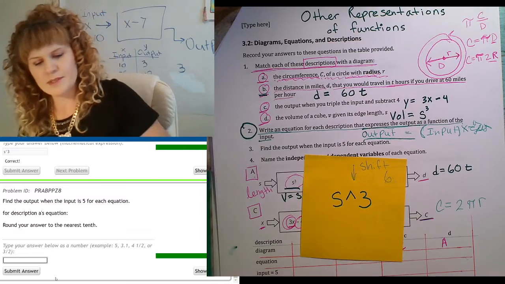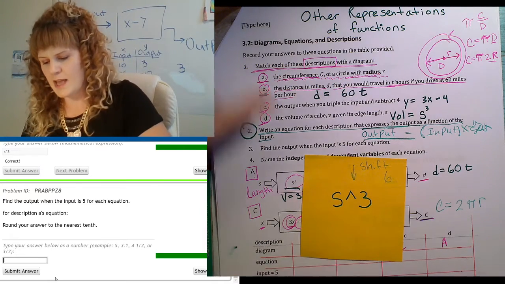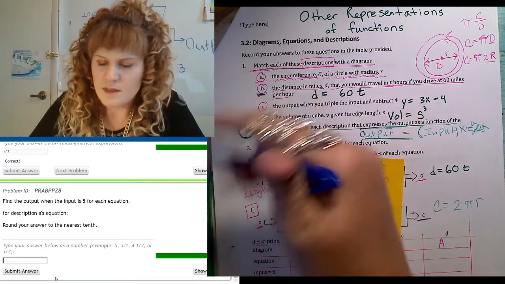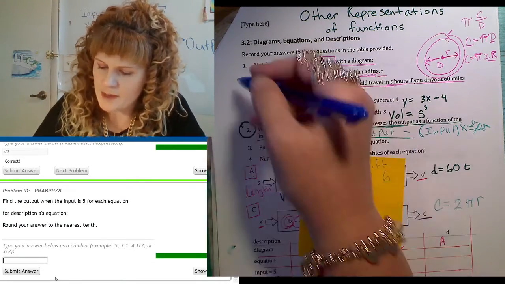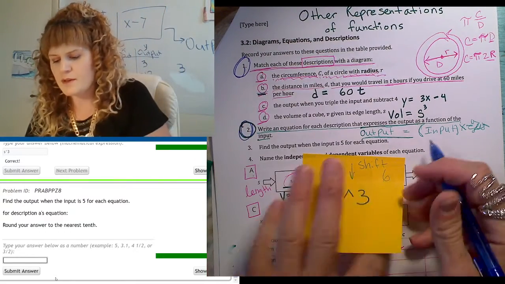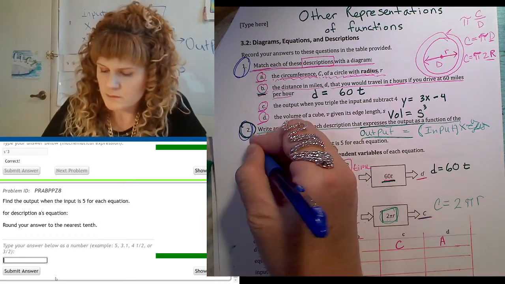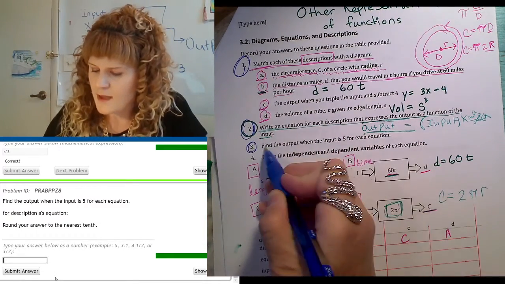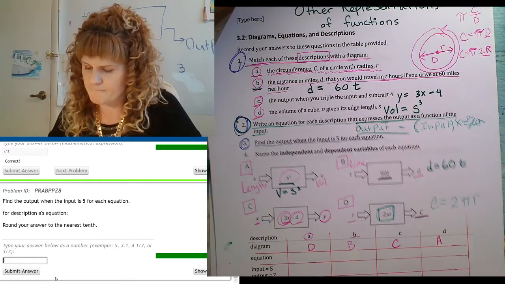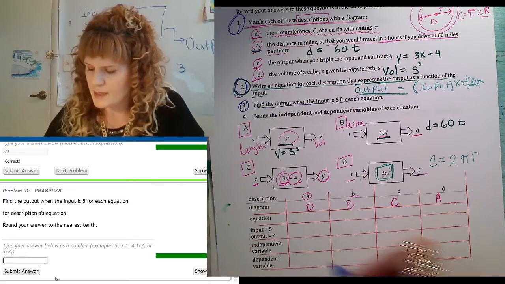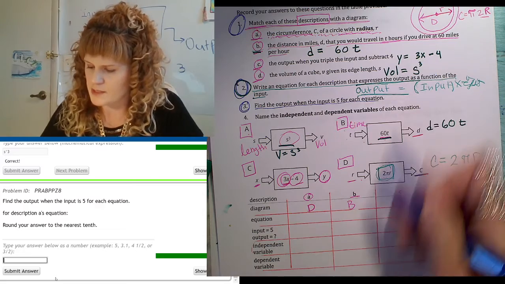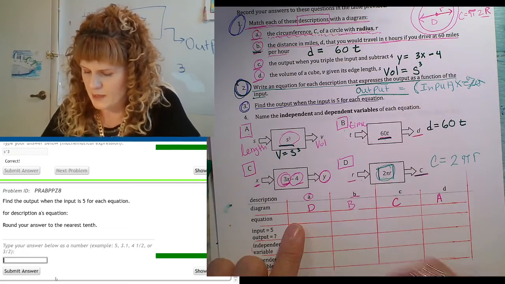Phew! Okay, now we're still going here. I'm sorry, not A and B. We finished 1 and 2. Now, number 3. Number 3 says, find the output when the input is 5 for each equation. On the papers that I gave you, you can fill in the table. I forgot to do that. I wrote these equations up here. Could you hold on? I'm going to write them again real quick.